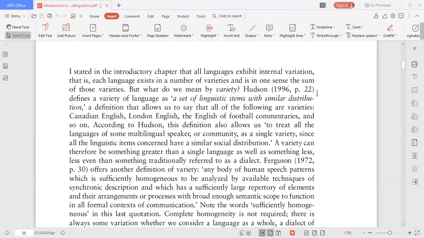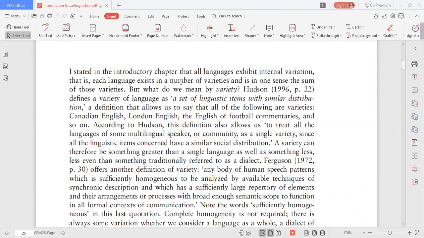Okay. All right. Now, so far actually we have got two different kinds of definitions. Now we will try to check whether our understanding of variety and dialect complies with the sociolinguistics definition given by the sociolinguists. Now let's check. Now here you see, I hope that you can see that.